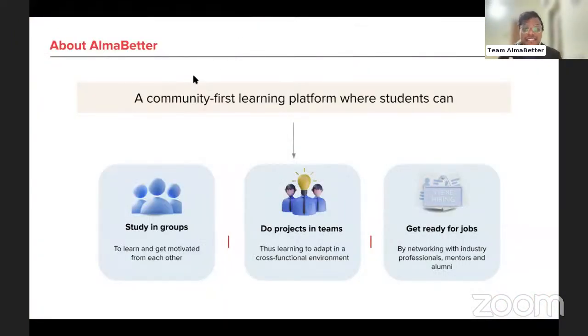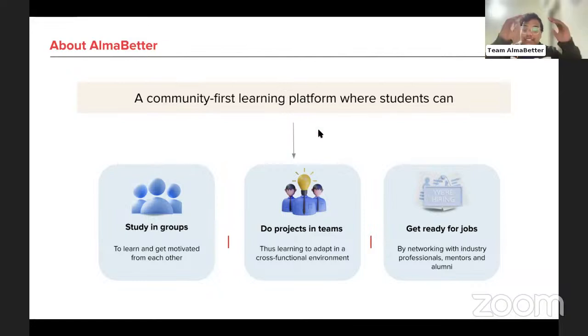So first of all, I'll tell you about Alma Better. Alma Better is a first learning platform where students can study in groups, do projects in teams, and get ready for jobs. Basically, we have a community where each and every student can interact with each other and solve each other's doubts. And what we do is we provide projects for teams. Each team will have 4 to 5 people who can interact with each other to complete a project. Like how we do in the corporate world, we give that experience here on our platform.